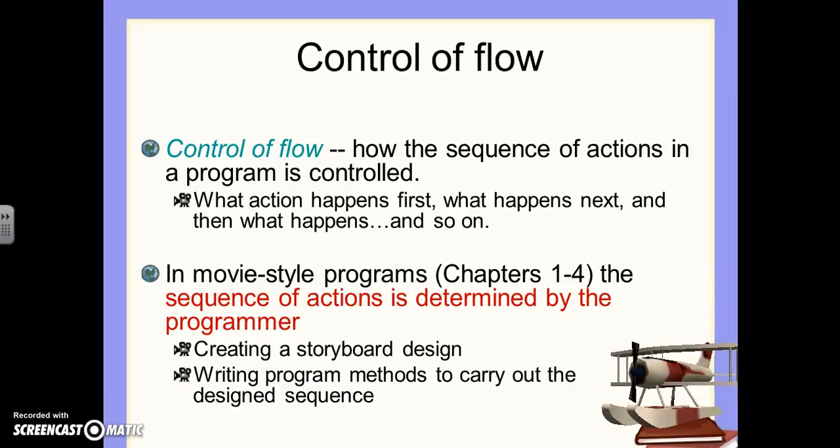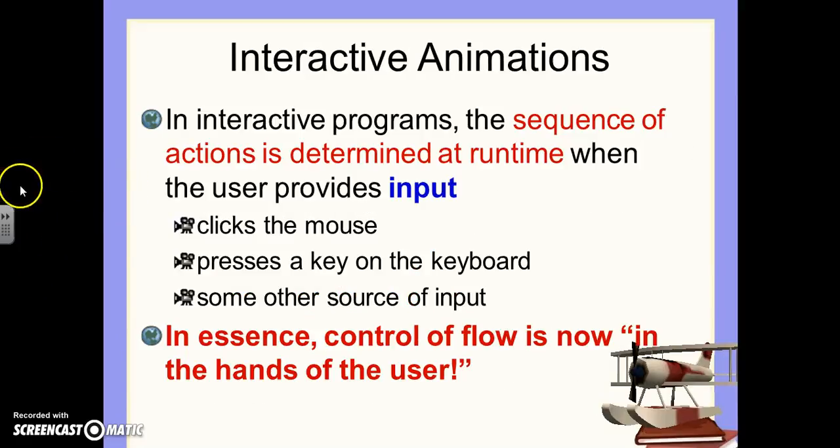Now, in chapters 1 through 4, we talked exclusively about movie programs. This is where the sequence of action is determined by the programmer. So you create the storyboard design, and then you write the program methods to carry out the design sequence. In interactive programming, that's a little bit different. We'll take a look at that here shortly.